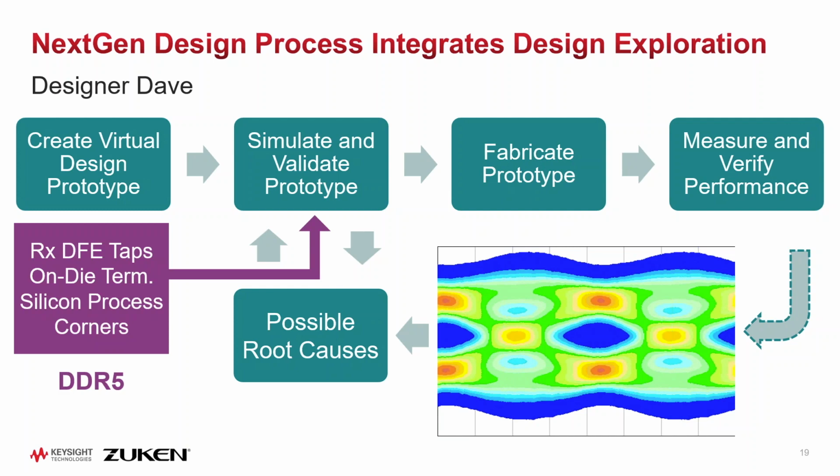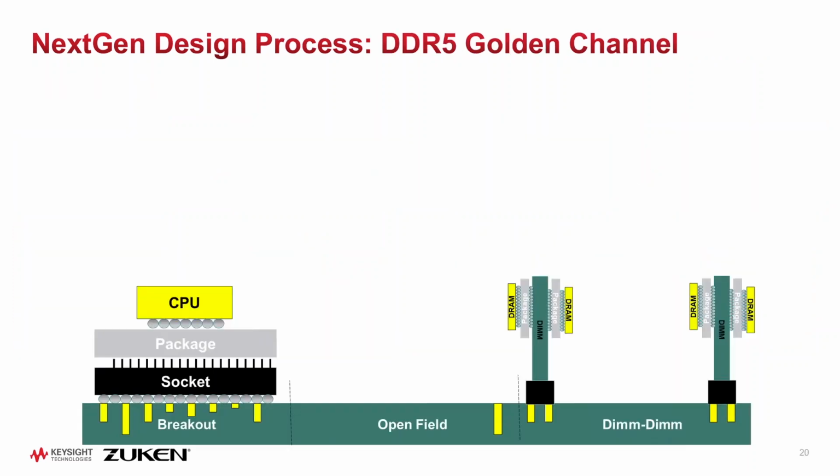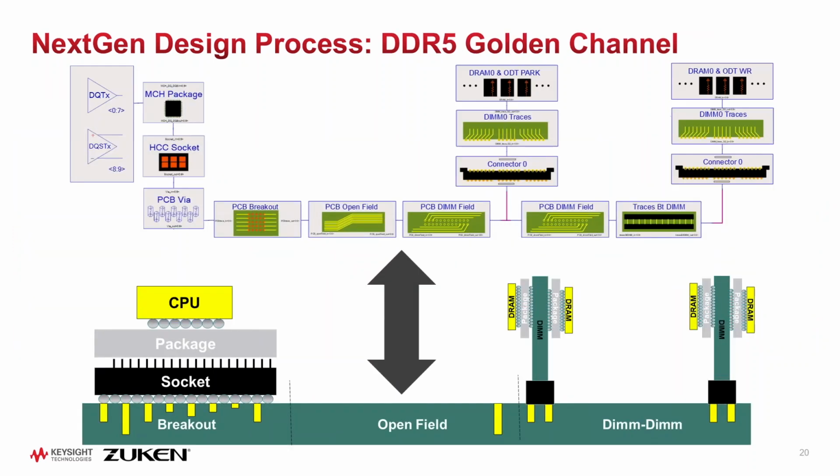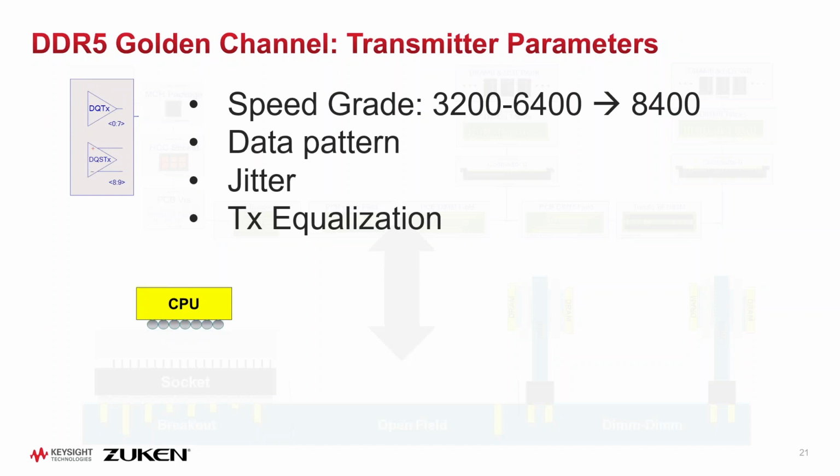Now, with the incoming DDR5 RX DFE taps, on-die termination settings, and silicon process corners, those can be easily incorporated into the virtual prototype and tested. Now, how does that look in a DDR5 channel? That is a DDR5 golden channel proposed by Keysight.